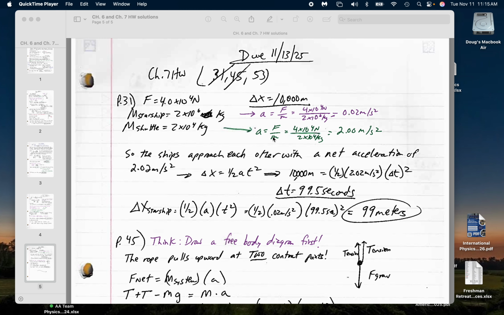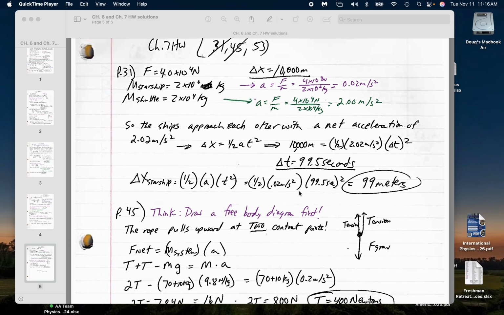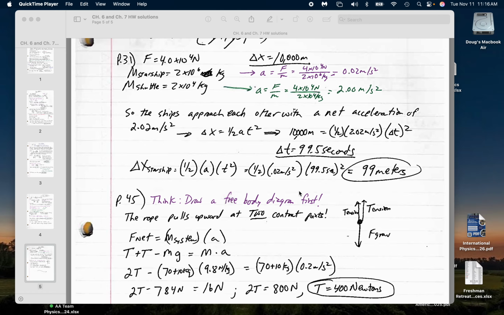So if you didn't take this 0.02 into account, your answer would be slightly off. So I get that it's going to be 99.5 seconds before they would collide, and in that 99.5 seconds, I'm going to use this again, and now the Starship is only moving 99 meters. So of the 10,000 meters, basically 9,901 meters is moved by the shuttlecraft, 99 meters is moved by the Starship. Makes sense. 100 times the mass, about 1/100th of the change in position.